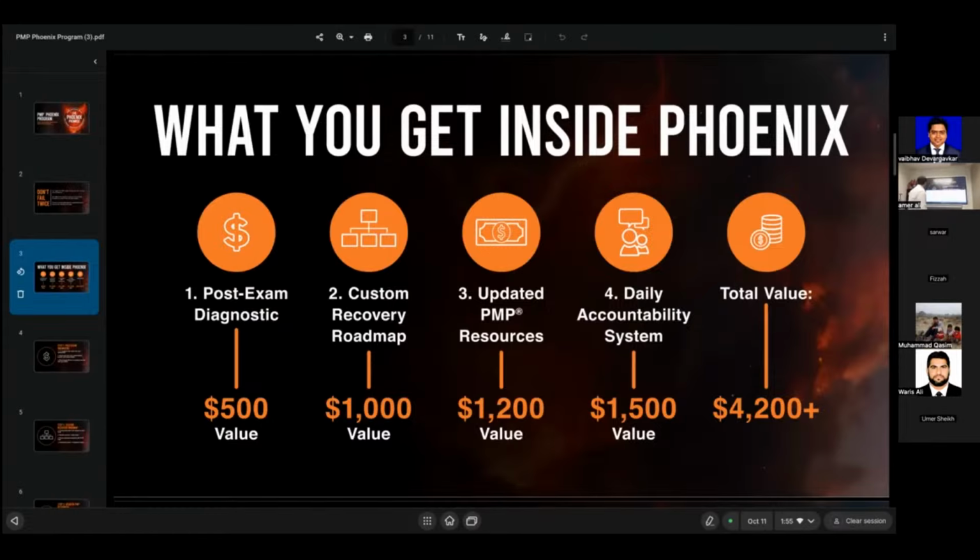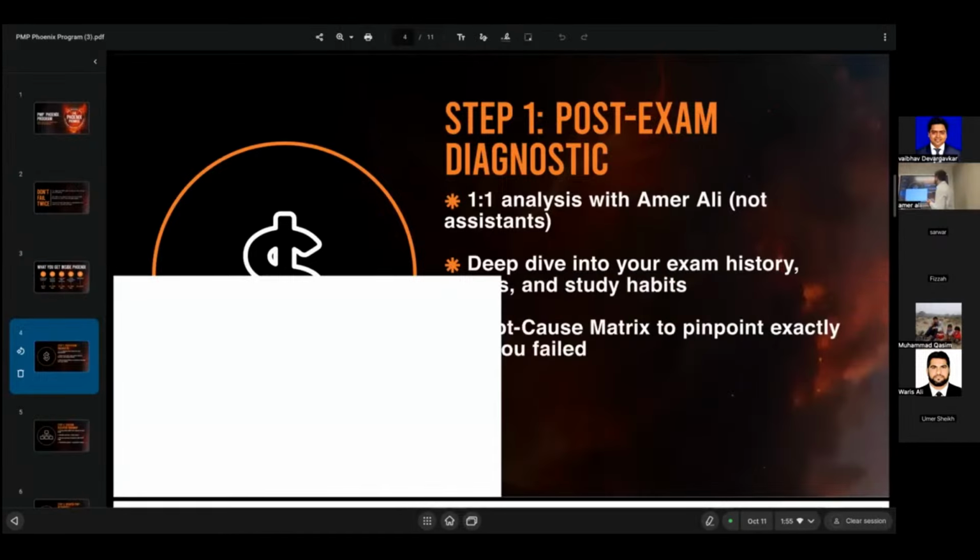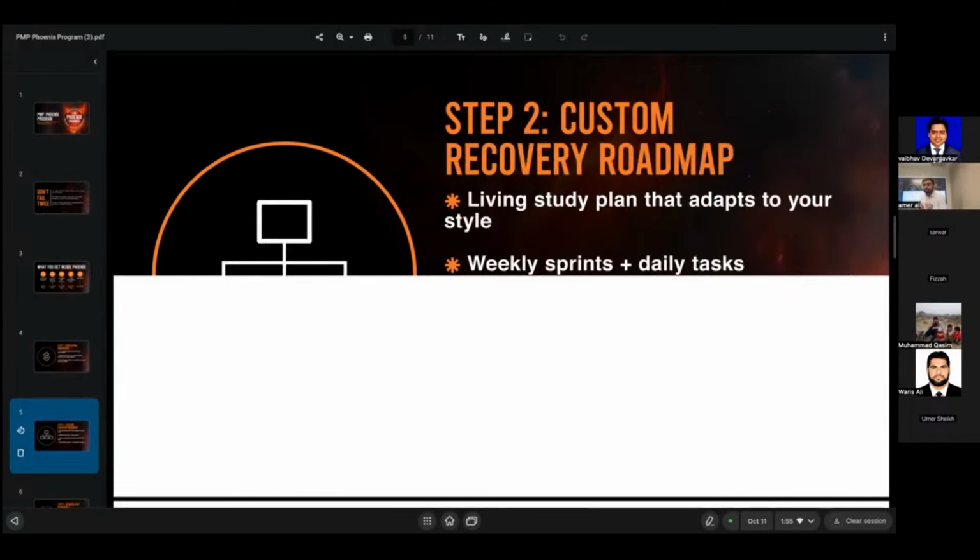Okay. So the most important thing is step one. This is not with the facilitator, it is with me. I go through your post-exam diagnostic, a deep dive into your history, your patterns, your studies, what led you to fail the exam. This is the most important thing for me. Then a roadmap that works for you. A custom recovery roadmap with weekly sprints, weekly discussion.